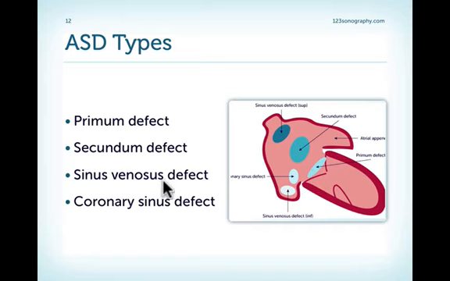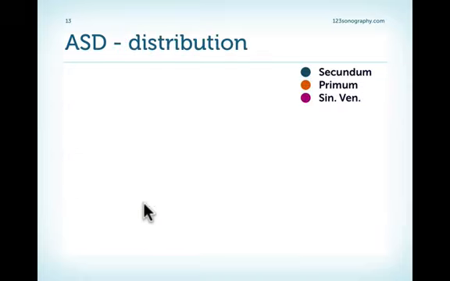And sinus venosus defect is actually not really in the septum. It's up close to the entrance of the superior vena cava. This is the most common form and called the superior sinus venous defect. There's also much less common an inferior type of sinus venosus defect. And the rarest form of atrial septal communication is the coronary sinus defect or unroofed coronary sinus.